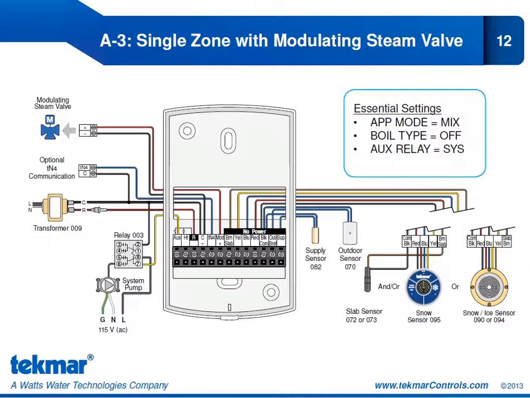This slide is showing the electrical diagram for application 3. We have power coming in from our transformer, C and R. The R is tied to the auxiliary relay, and we're using the auxiliary relay to operate the system pump. We will connect a wire from that relay to an isolation relay and tie that back to C at our transformer. So whenever that auxiliary relay closes, we will get line voltage to our pump, and our pump in turn is connected to ground and neutral.